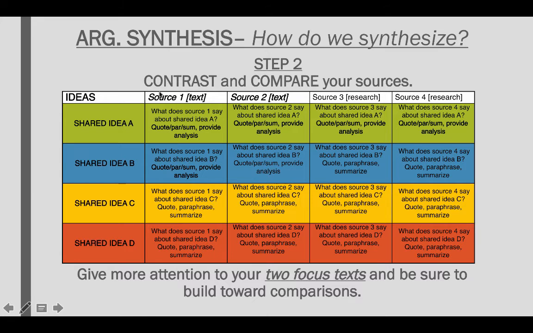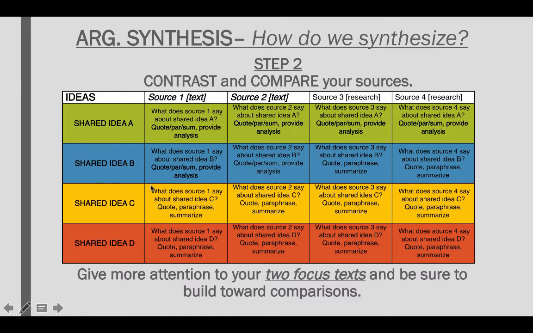Over here in the columns to the right, I've put source 1, which is a focal text that you're choosing, source 2, another focal text that you're choosing, and source 3 and 4, which are research. In these columns, you're going to want to put what each source says about each shared idea. Some sources may not come out and explicitly say something about a particular idea. However, based upon what they say, you'll want to infer what they might say about that idea based upon the information given and the tone of the source.